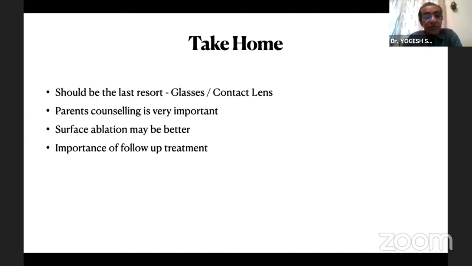Just the last slide, sir. So if at all to be chosen, surface ablation can be chosen as a better option. Importance of follow-up is very, very important. The lens implantation like phakic or RLE should also be taken on a backseat. Thank you very much, sir.